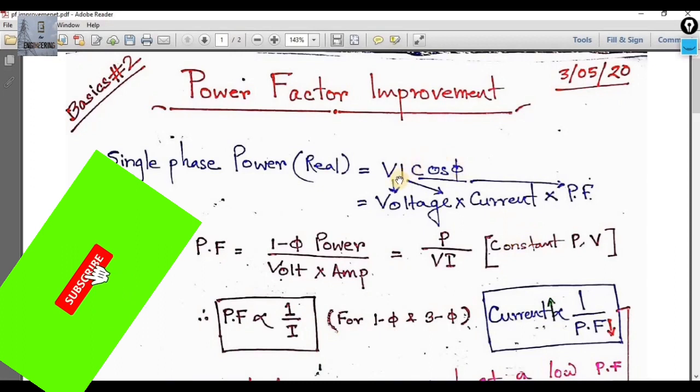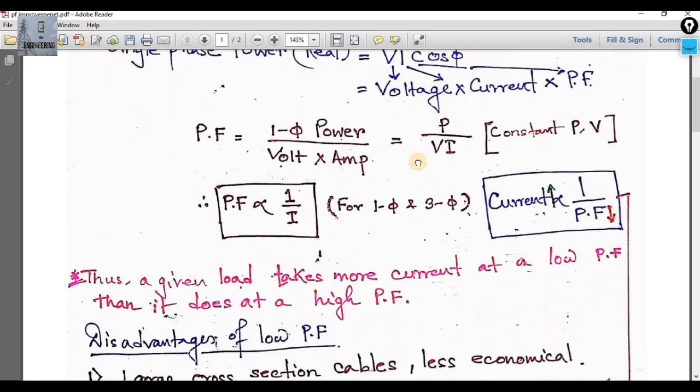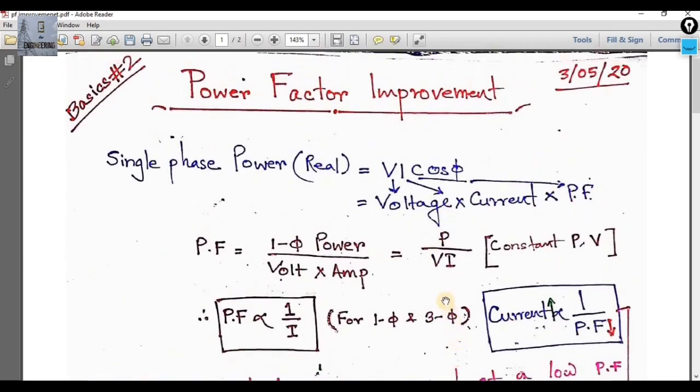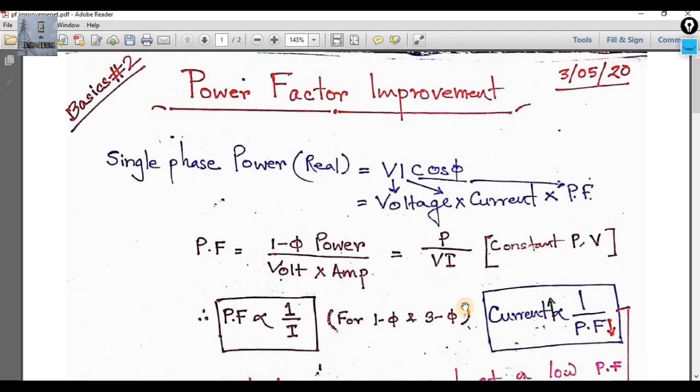So this is the file of power factor improvement. If you are still confused about power factor, please see my previous video, whose link you get in the description below. So at first, the power factor improvement.